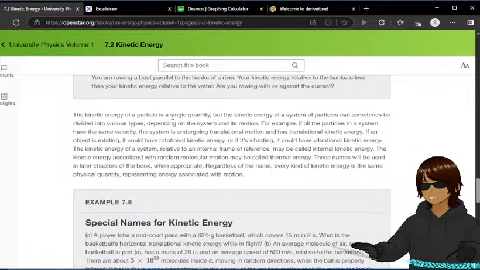Kinetic energy of a particle is a single quantity, but the kinetic energy of a system of particles can be divided into various types, depending on the system and its motion. For example, if all the particles in a system have the same velocity, the system is undergoing translation motion and has translation kinetic energy.